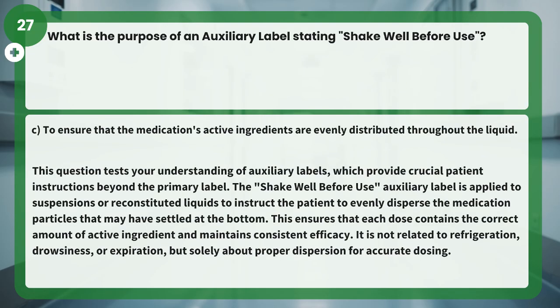Answer C. To ensure that the medication's active ingredients are evenly distributed throughout the liquid. This question tests your understanding of auxiliary labels, which provide crucial patient instructions beyond the primary label. The shake well before use auxiliary label is applied to suspensions or reconstituted liquids to instruct the patient to evenly disperse the medication particles that may have settled at the bottom. This ensures that each dose contains the correct amount of active ingredient and maintains consistent efficacy. It is not related to refrigeration, drowsiness, or expiration, but solely about proper dispersion for accurate dosing.